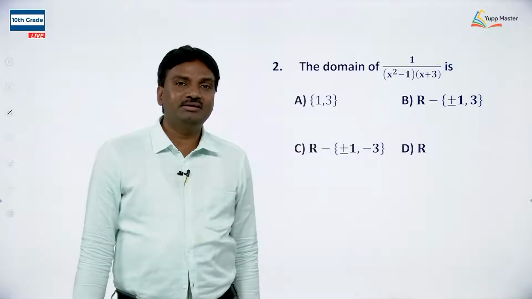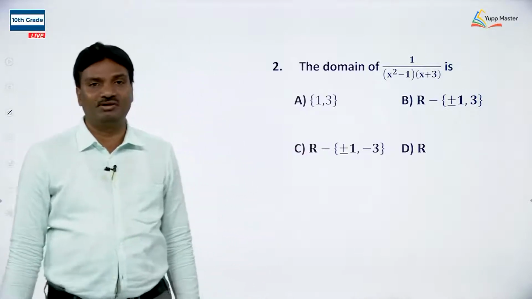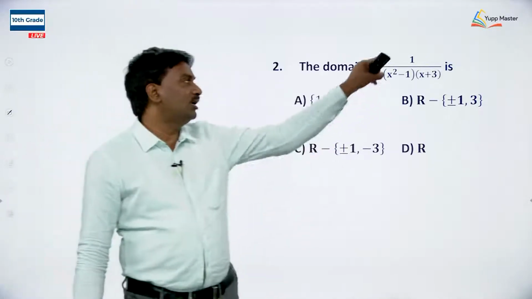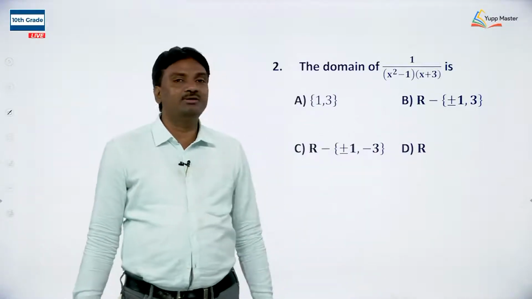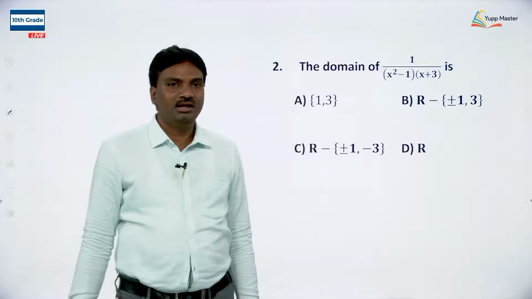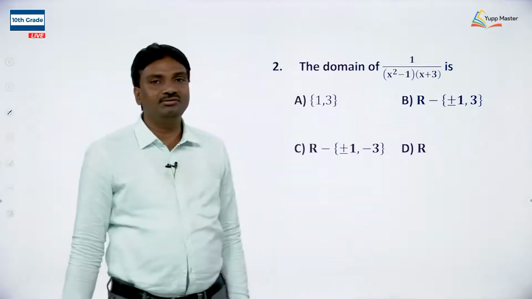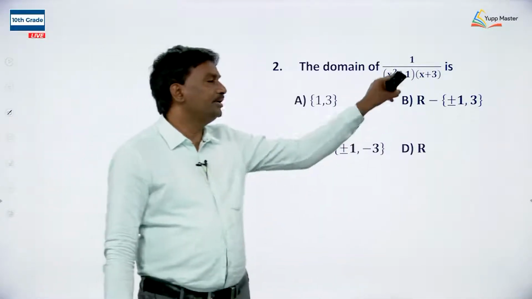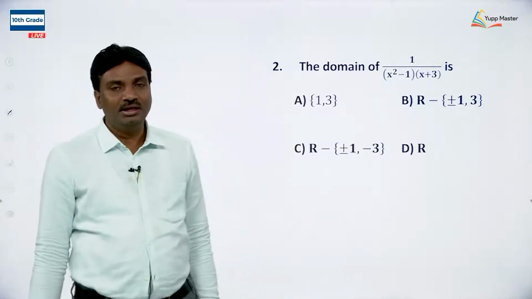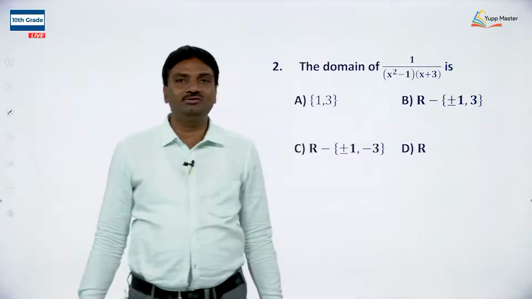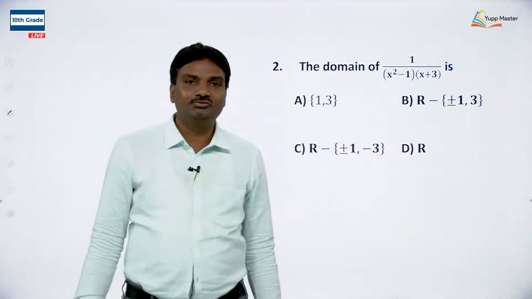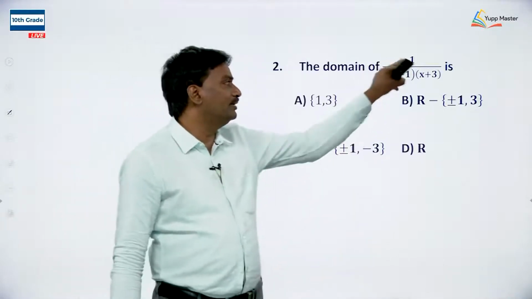Here the given function is of the form 1 by f of x. Here we have the denominator x square minus 1 into x plus 3. This function is defined only when the denominator is not equal to 0.